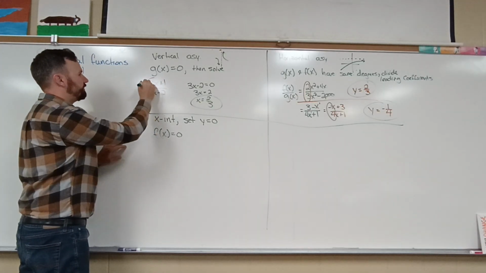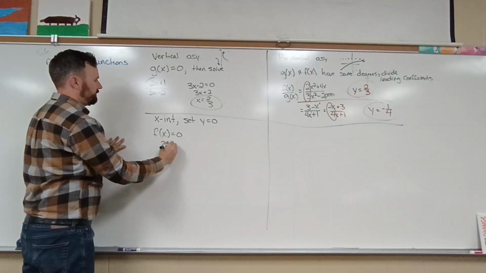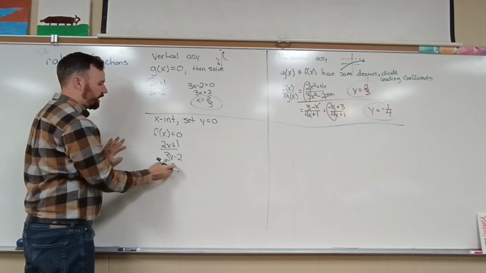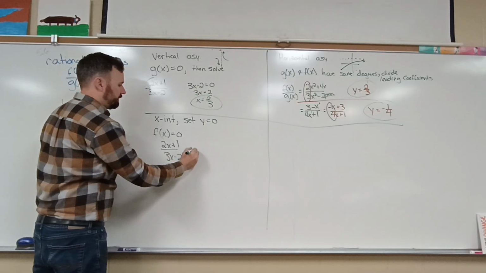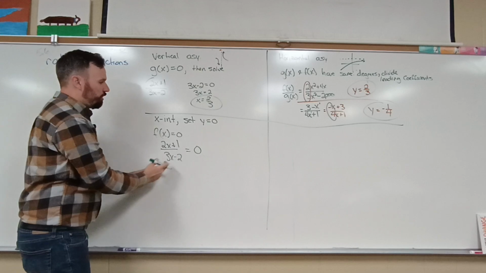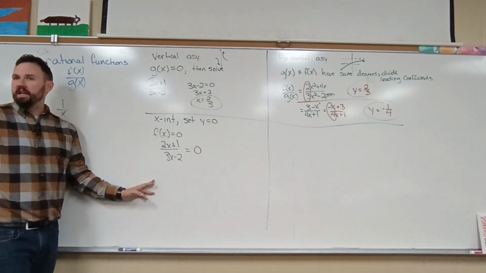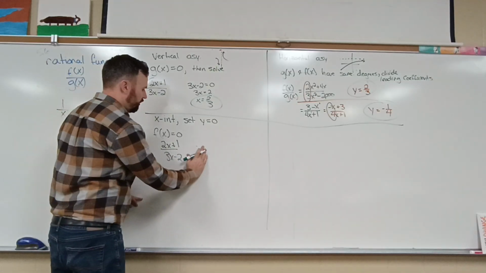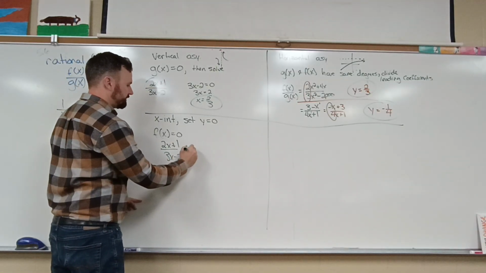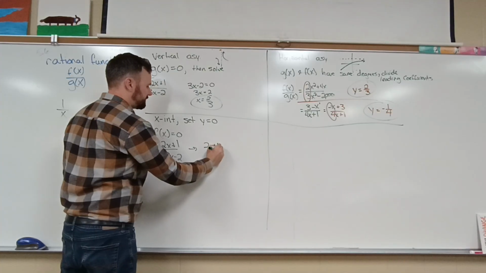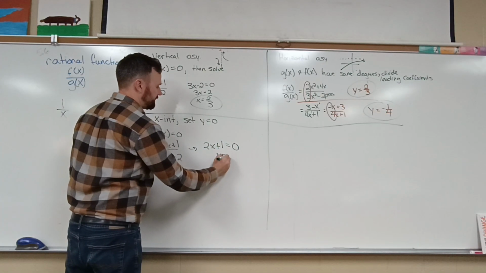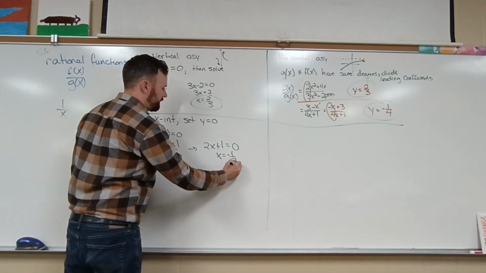What part, if this is my function I'm going to use, am I going to set equal to 0 to find my intercept? Do I worry about the bottom? You could, but when you multiply both sides by 3x minus 2, what happens to it anyways? It goes away. So algebraically, all I need to do when I see a rational function is set the top equal to 0 to find my intercepts. So this one I get x equals negative 1/2, right?